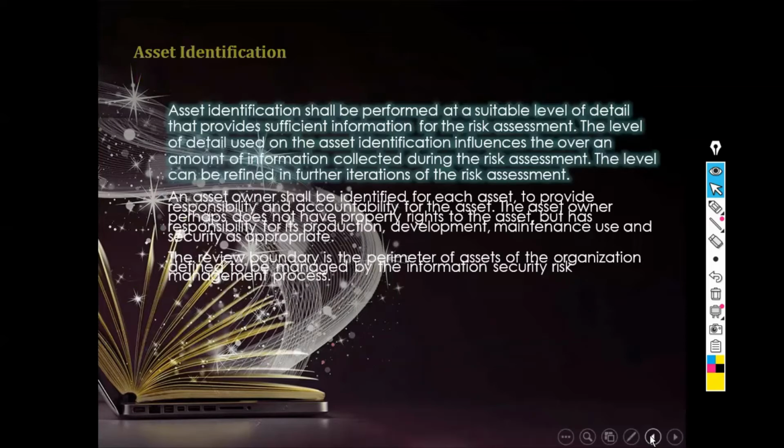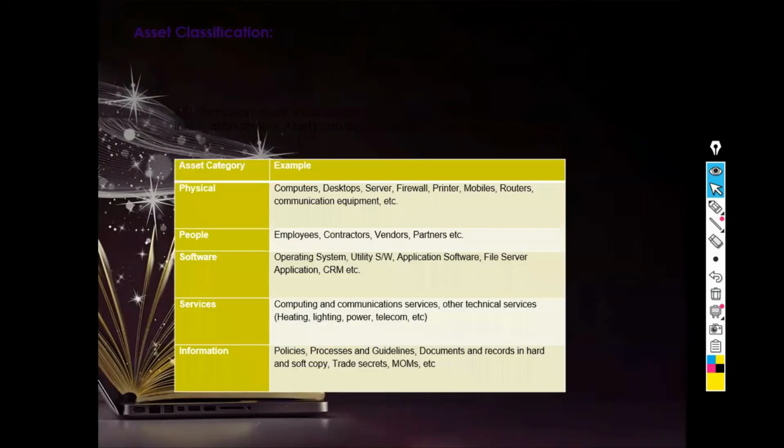The first thing in the risk assessment starts from asset identification. Asset identification shall be performed at a suitable level of detail that provides sufficient information for a risk assessment. So first we need to identify the assets. Then we need to identify the asset owner. Who is the asset owner? The third thing, we are going to identify the review boundary, the parameter of the assets, whether the assets are in the organization or not in the organization. What is the appropriate risk associated with that?